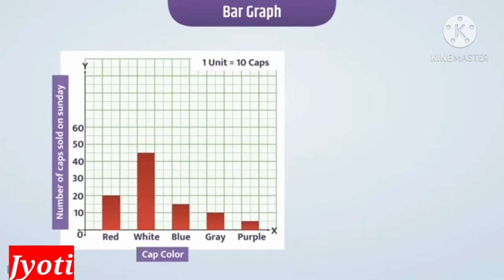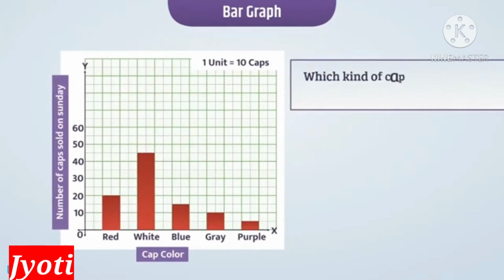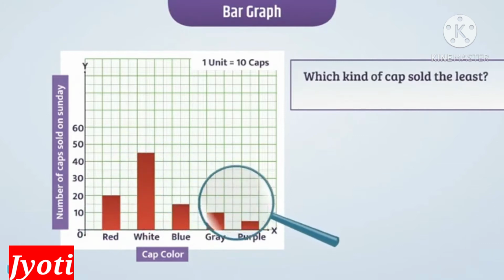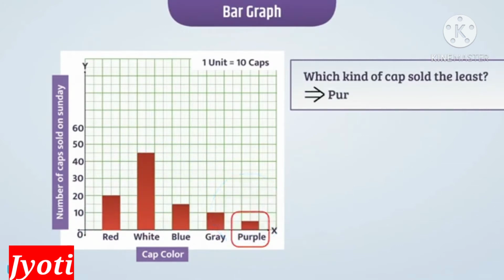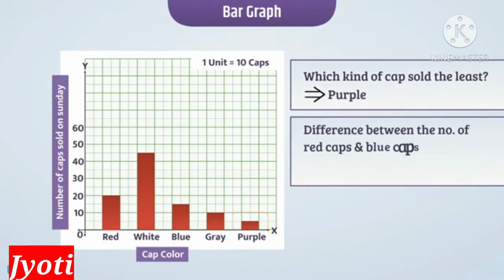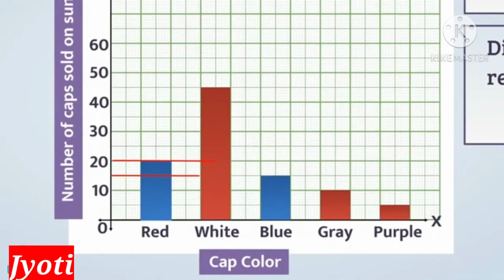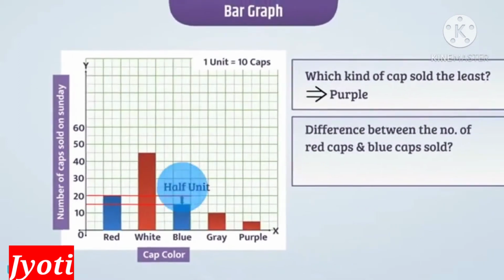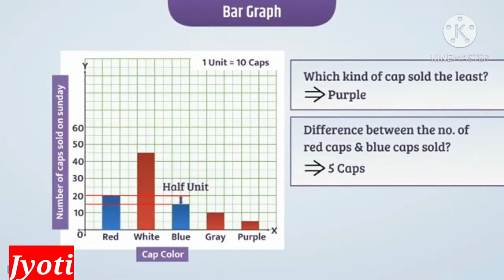By looking at bar graph, can you tell me the kind of caps sold the least? Here, the bar with the smallest height will be the answer. So, purple colored caps are sold the least. Can you tell me what is the difference between the number of red caps and blue caps sold from the shop? We can see that the height of bars differ by half unit. Since 1 unit represents 10 caps, so we can say that half unit represents 5 caps.